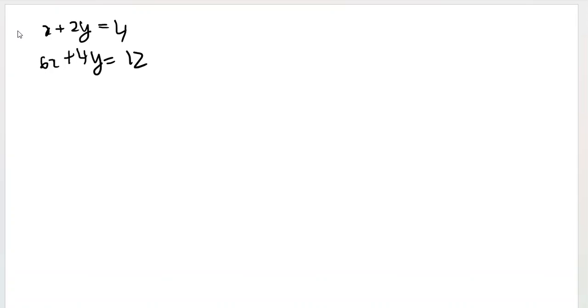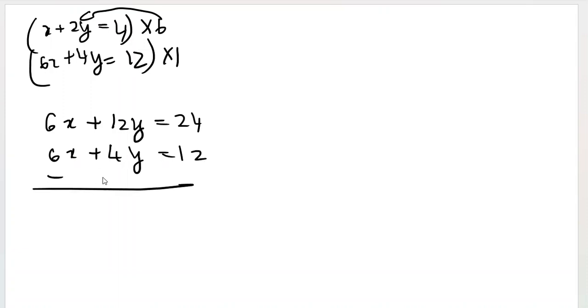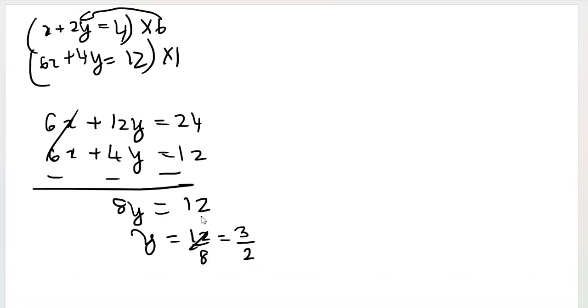To solve this by elimination method, we multiply this by 6 and this we multiply by 1. So we get 6x plus, when this 6 enters here, you get 12y, and 6 goes there, you get 24, and this you get 6x plus 4y equal to 12. Draw a line, change the sign, the 6x goes, you get 12y minus 4y is 8y, and 24 minus 12 is 12. So you get y is equal to 12 upon 8, which is 3 upon 2, using the 4 table. 4 3s are 12, 4 2s are 8.